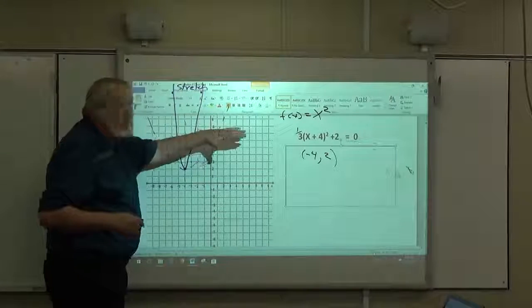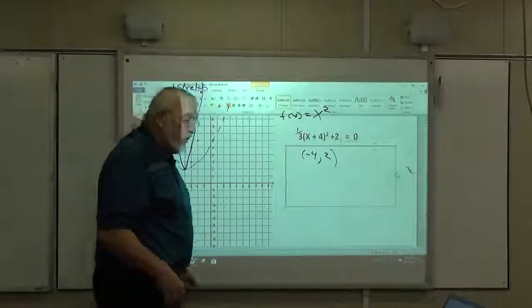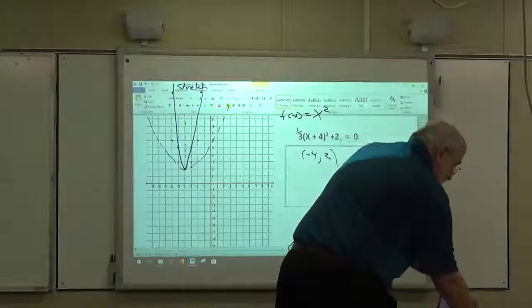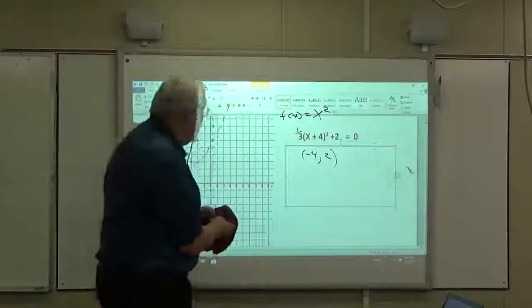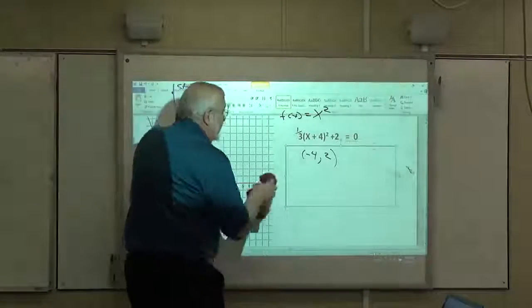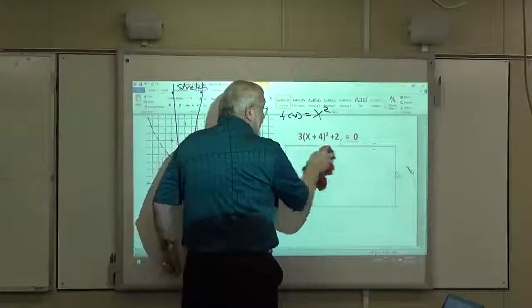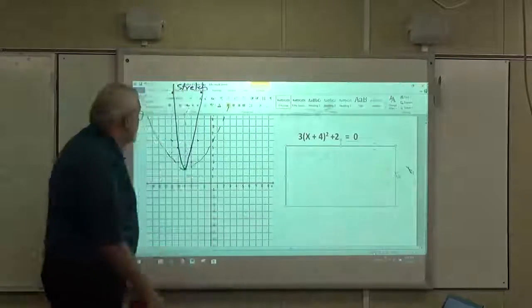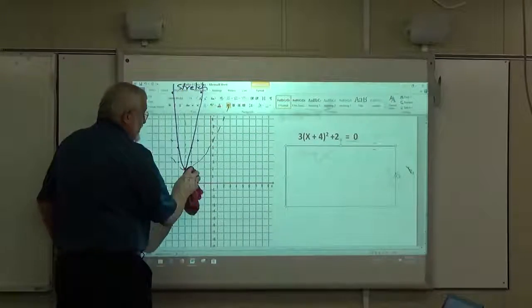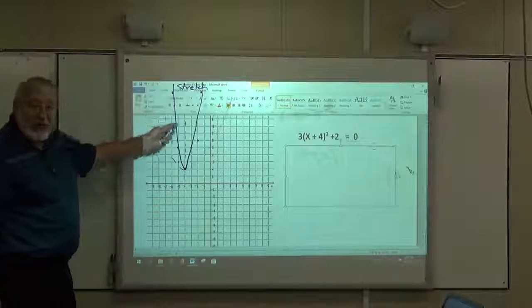So in plotting equations that are parabolas, you've got to be careful to make sure that the value of a is appropriate for what you're doing, okay? And so we didn't need this graph, and so this would have been the graph.